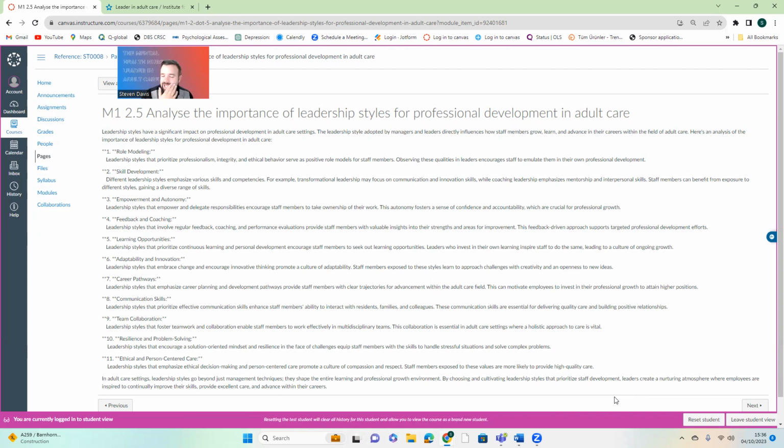But some of the things we can look at that just ooze professionalism within leadership are things like how you role model, how you skill and develop people, how you promote autonomy or empowerment, how you use feedback, how you provide learning opportunities, how you are adaptive, how you can be innovative, how you can provide career pathways for the carers, because that's about your recruitment and retention, and how you communicate effectively.